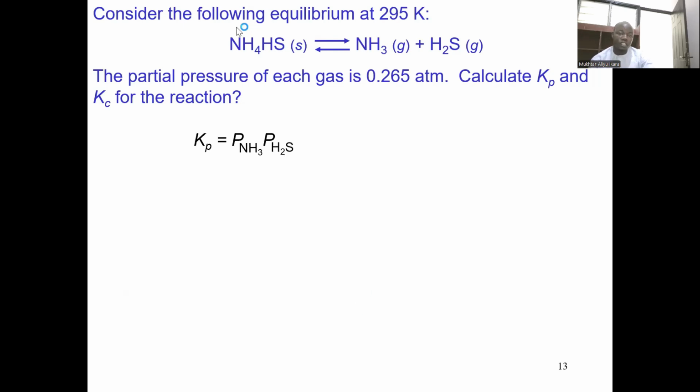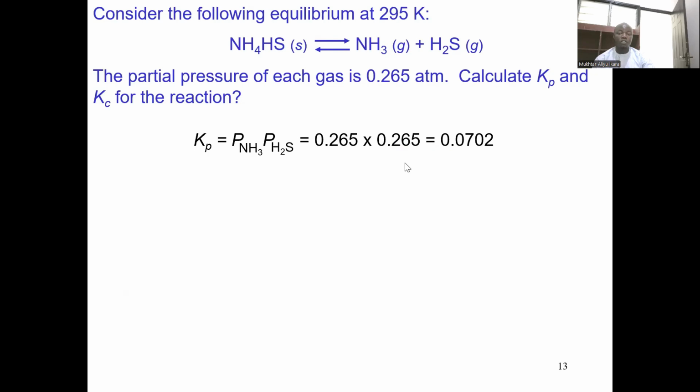So of course, since this one is solid, that is ammonium hydrogen sulfide, we are not going to include it in the expression. Of course, as the question says, the partial pressure of each gas, because here we have two gases. So you know that the partial pressure of ammonia is 0.26 and that of hydrogen sulfide is 0.65. So it's all the same. We just take them and multiply them, so we get our Kp.